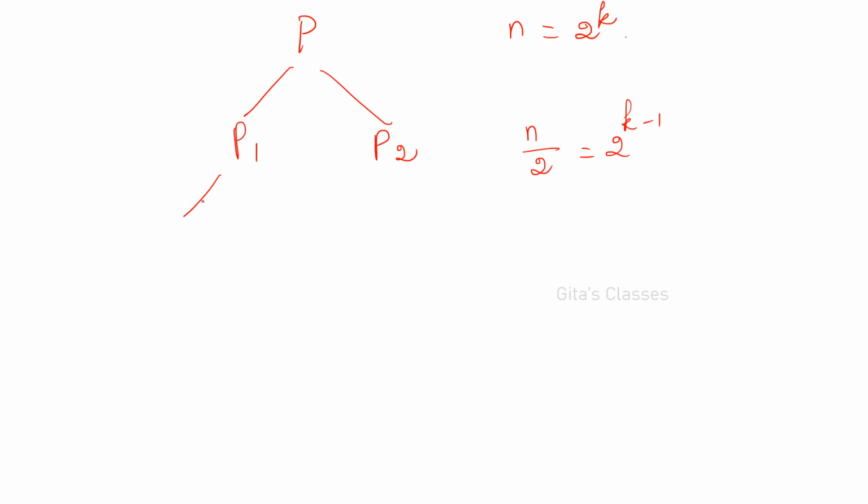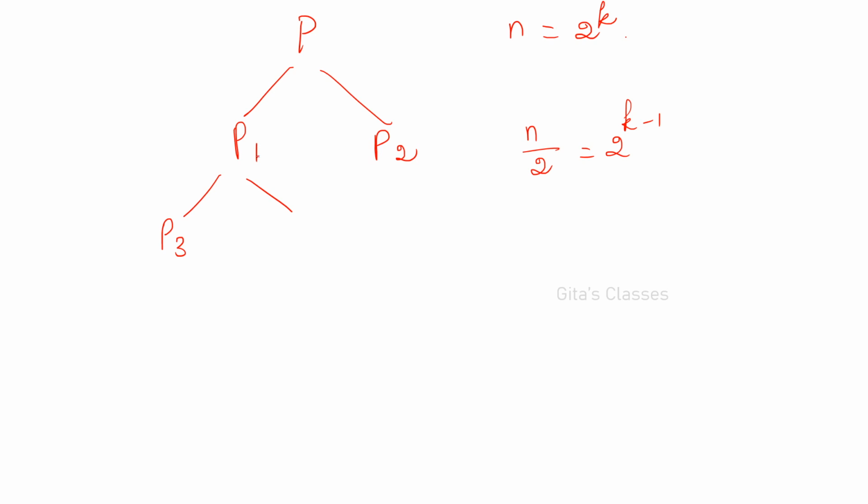Now let us see what this means again. P is the given problem of size n = 2^k. If P is very small and you can solve it directly, solve it. Otherwise, you have to divide it into two sub-problems P1 and P2. What will be the size? It is 2^(k-1). Assume that we are dividing it into two equal parts. If P1 and P2 are small, solve them using the same algorithm.